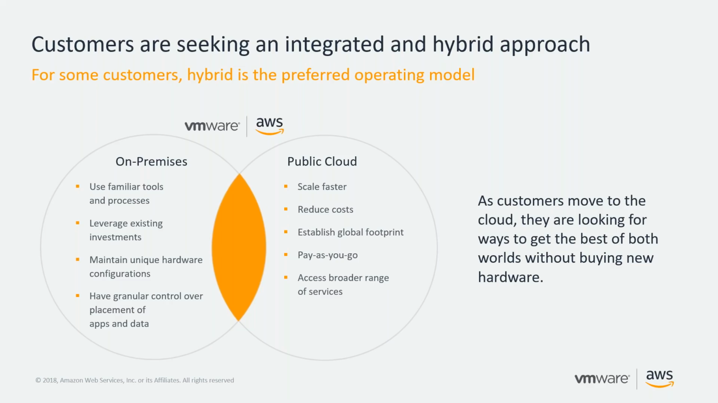So customers are seeking an integrated and hybrid approach. For some customers, hybrid is the preferred operating model. With this jointly engineered solution between VMware and AWS, on-premises, you have the use of familiar tools and processes. You're leveraging existing investments, maintain unique hardware configurations, and have granular control over placement of applications and data. And then in the public cloud, you're able to scale faster, reduce costs, establish a global footprint, pay as you go, and access a broader range of services. As customers move to the cloud, they're looking for ways to get the most of both worlds without having to buy any new hardware.